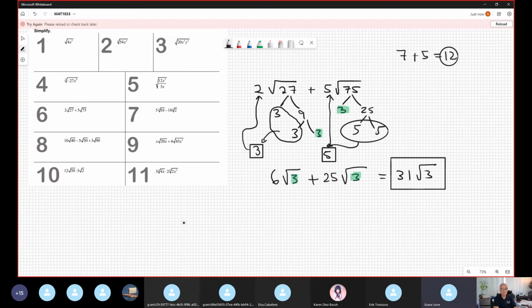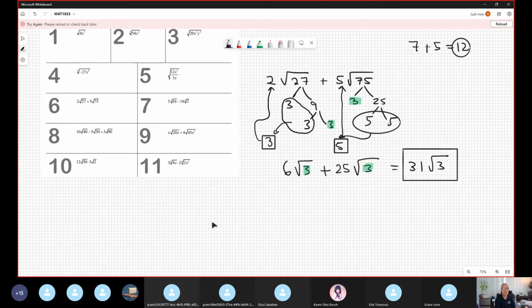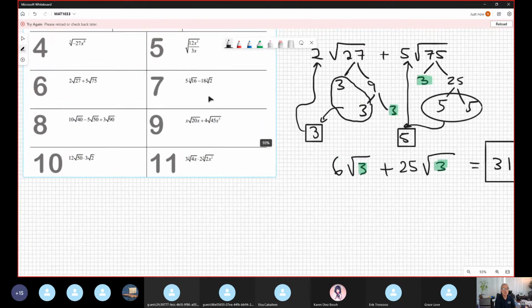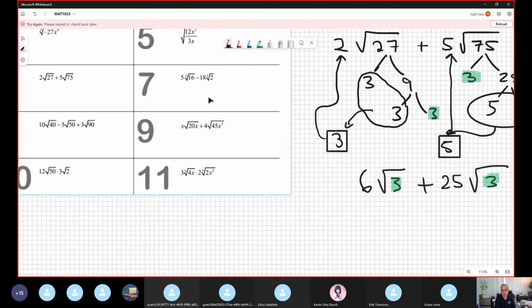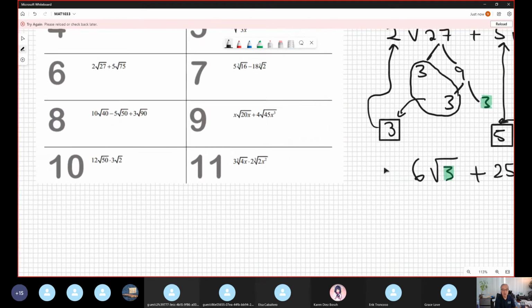Yeah, that was pretty easy. Absolutely. Number 7. Wow, this brings a new situation because it's a cubic root. Okay, but we try. It's the same idea, but be careful, because in the cubic root you take them 3 by 3. 5 cubic root of 16, minus 18 cubic root of 2.